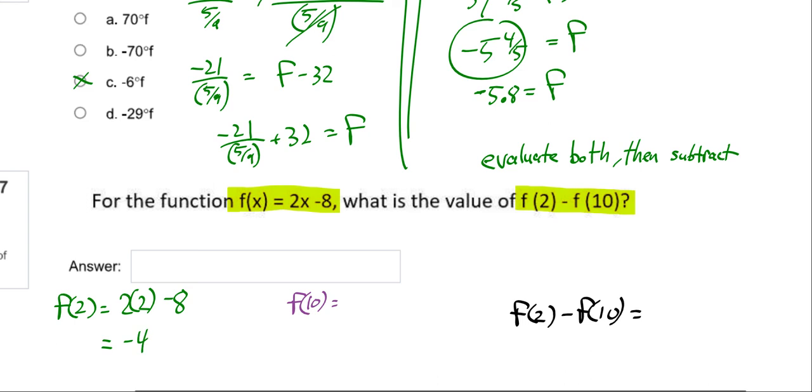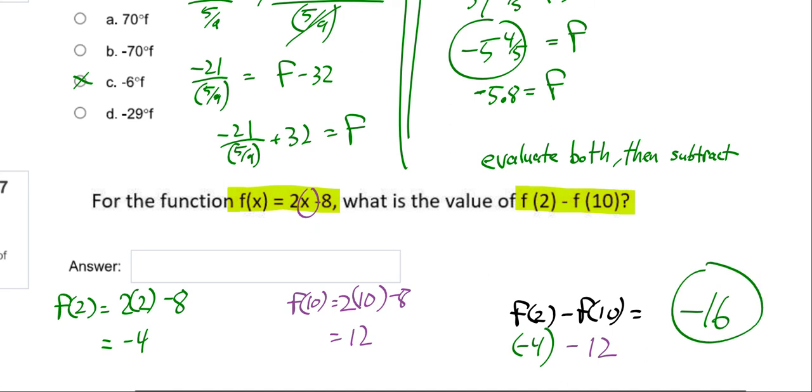And f of 10. If I put 10 in where the x is, that's 2 times 10 minus 8. That's 20 minus 8. And 20 minus 8 is 12. So this value here is 12. And this value here was negative 4. And negative 4 minus 12 is going to be negative 16. So we would type in negative 16 into the box.